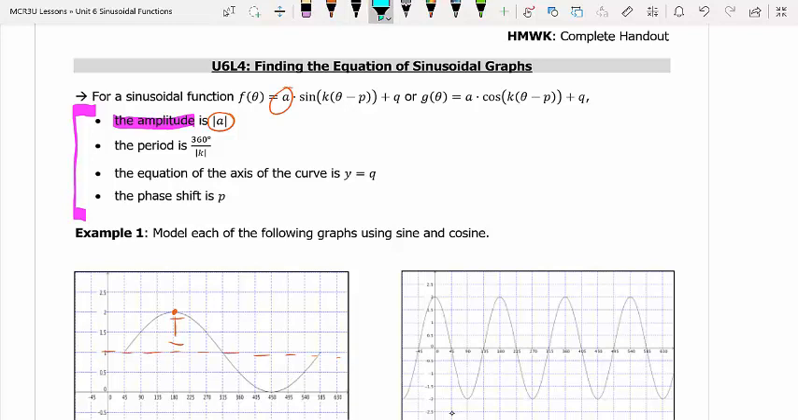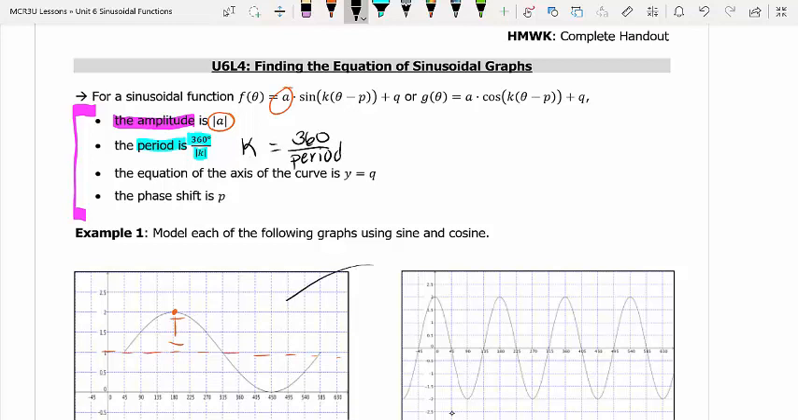Now there's a relationship between the period of the graph, so how long it takes to complete one full cycle of the function, and the k value in the equation. The period is equal to 360 divided by k. So to find the k value, you can just rearrange this equation. In that case, k is equal to 360 divided by the period.